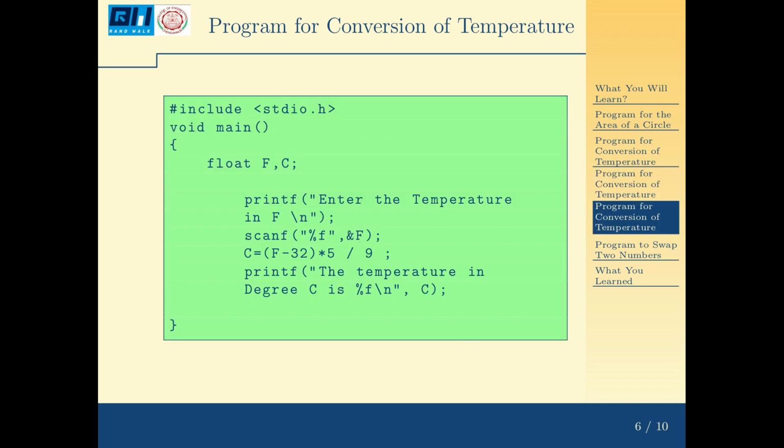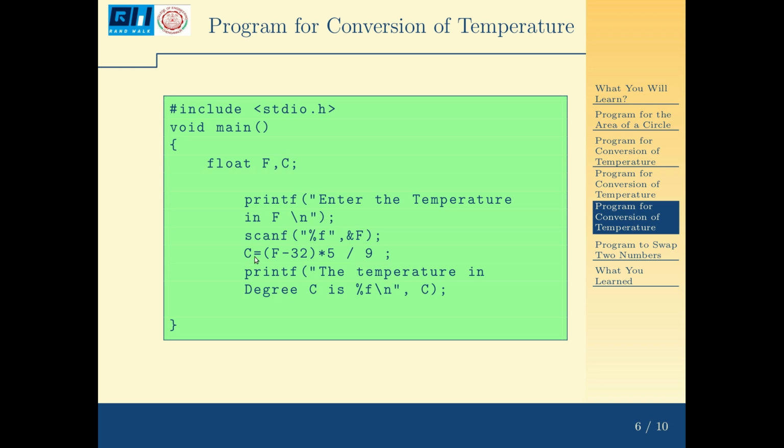Here hash include stdio.h, the same line, void main, braces, float f and c, so your variables are f and c. Then I have to prompt the user to key in the Fahrenheit value, that is printf enter the temperature in Fahrenheit. Then I scanf percent f ampersand f, that means f is read as a floating point number. Then I apply the formula C equal to f minus 32 into 5 by 9. This multiplication is done by asterisk sign, and this division is done by a slash.